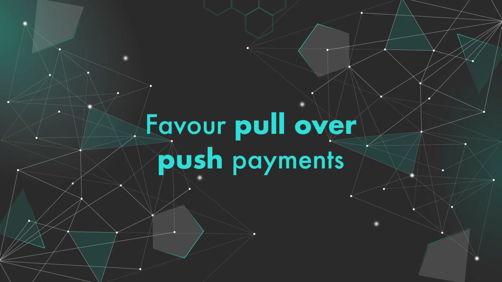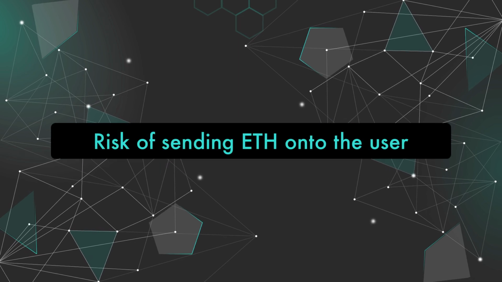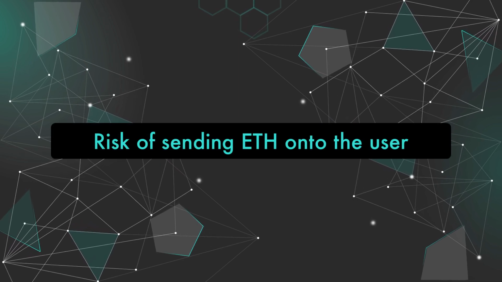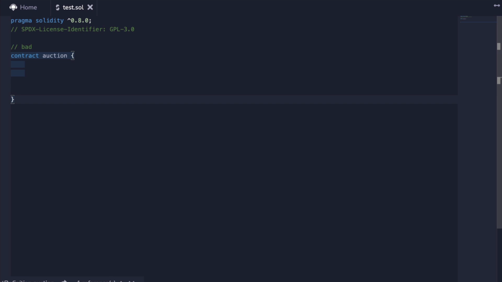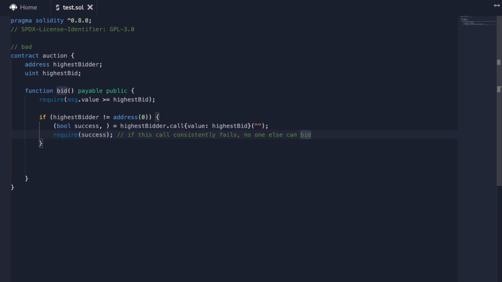Now, the first one we're going to look at is favoring pull over push. In a nutshell, it's putting the risk connected to transferring Ether onto the user. So looking at this auction contract, we're tracking a highest bidder and their highest bid in storage. We then have a function that allows people to place more bids. Inside this, we check the new bid is higher than the one we currently have saved. Once we've got a new highest bid, we send back the previous highest bidder their money, basically a refund, because they've now been beaten out of that top position.